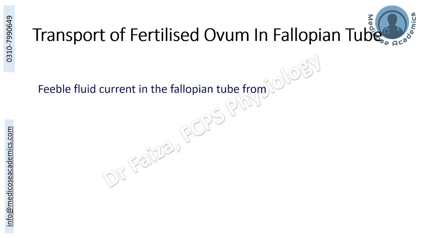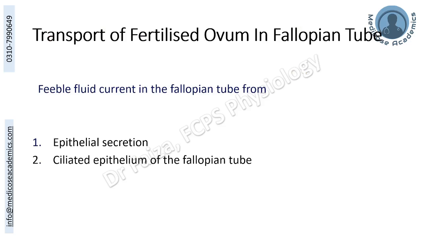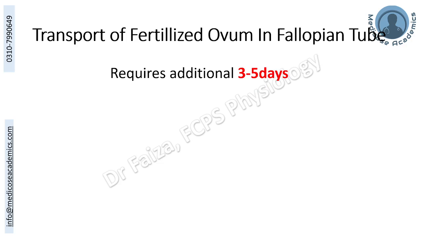Feeble fluid current in the fallopian tube, that is produced by the epithelial secretion as well as by the ciliary epithelium of the fallopian tube, plus the weak contractions of the fallopian tube. These are all the factors which aid and facilitate the movement of the embryo from the fallopian tube to the uterine cavity. So the transport of the fertilized ovum in the fallopian tube requires approximately 3 to 5 days.